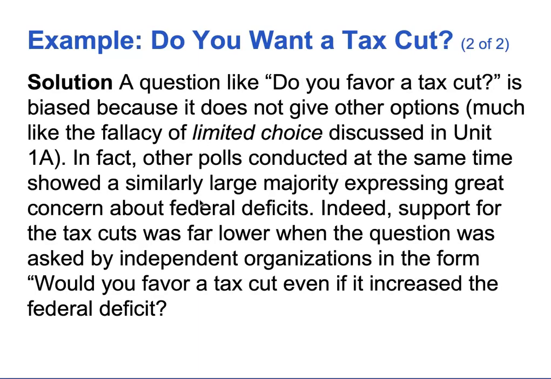The solution to this one is, a question like do you favor a tax cut is biased because it does not give other options, much like the fallacy of limited choice discussions in Unit 1A, which we did not cover, by the way. We skipped on and started at Unit 2.